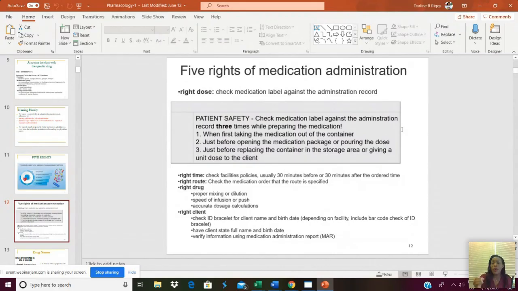For example, the right time. We in real life have downgraded this one. We watered it down because I've heard nurses say, oh, I have an hour. No, it's half an hour. You have half an hour before or half an hour after the actual due time, not an hour, not an hour and a half. So you do need to go into a little bit of detail with this one.